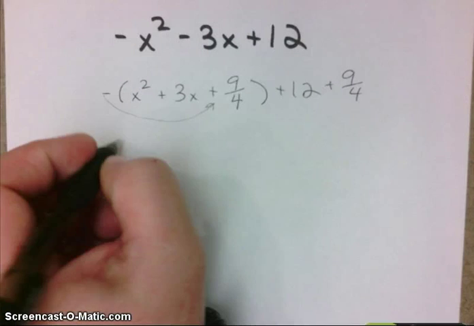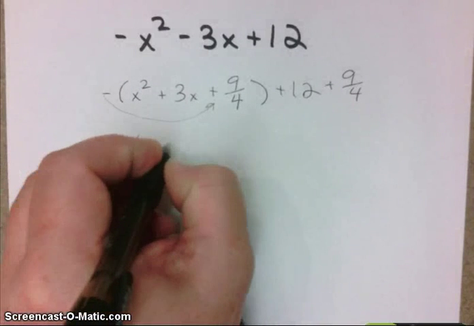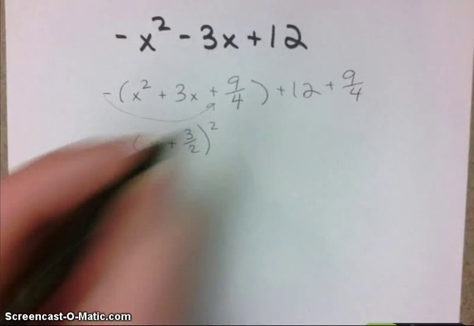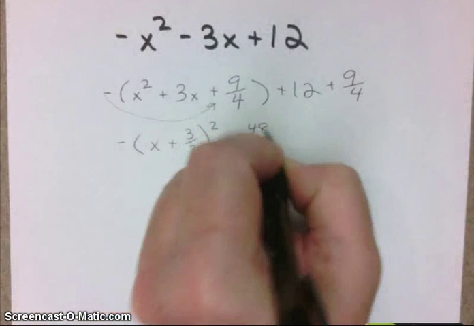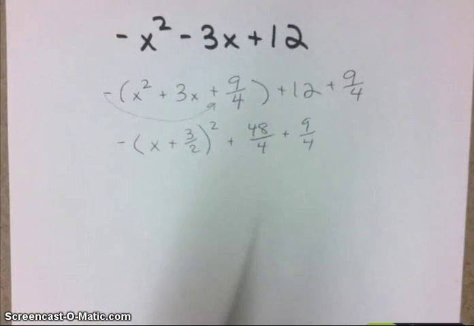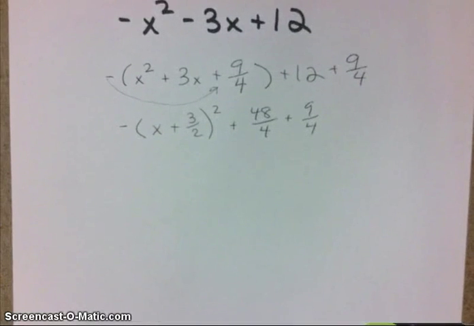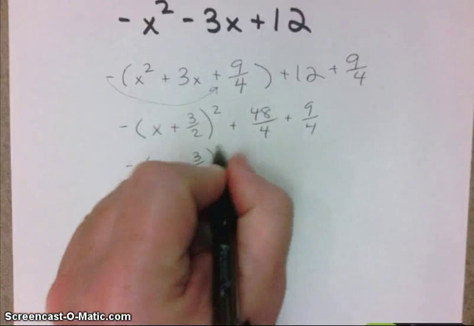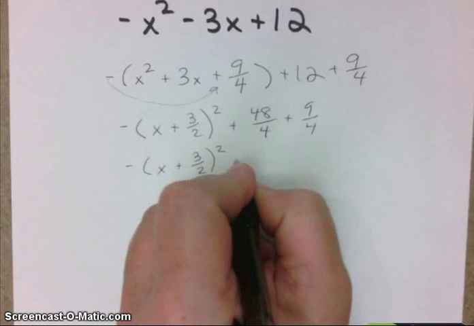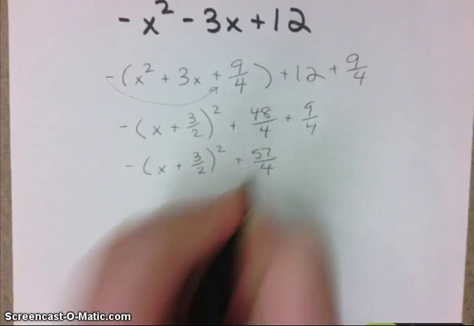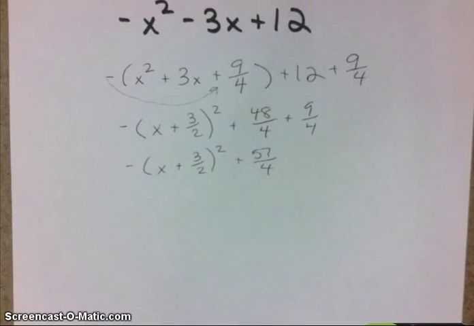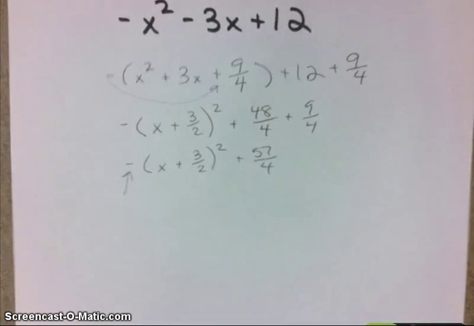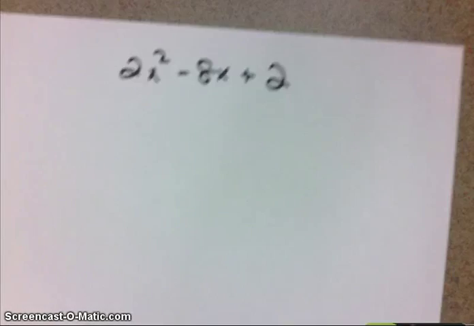All right, so now we have this negative sitting out in front. We've got (x plus 3/2) squared. We're going to call this 48 over 4 so that we get that common denominator and we can clean up these numbers on the outside. And so now we have negative (x plus 3/2) squared plus 57/4. Awesome. We're going to find out the importance of that negative. Very important when we're understanding what these look like graphically when we get to that point.